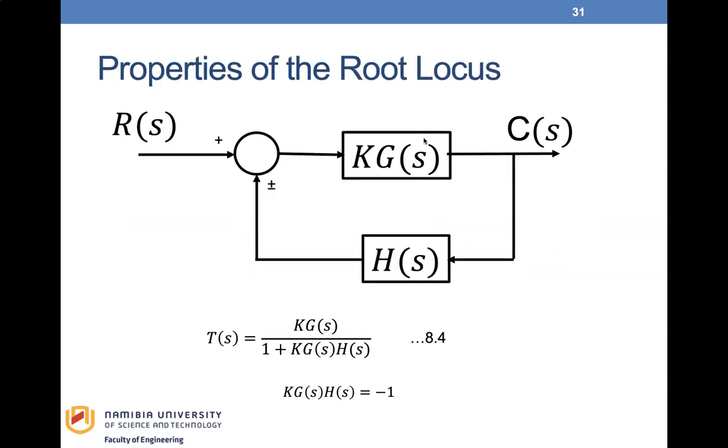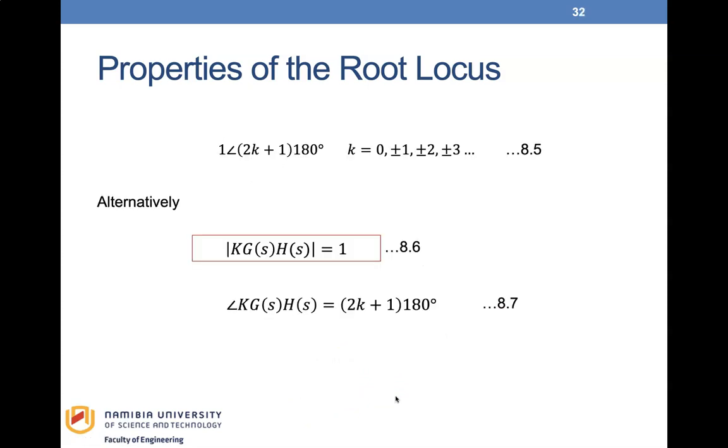Let us consider this general control system. The closed loop transfer function will be given by equation 8.4. A pole s will exist when the characteristic polynomial in the denominator becomes 0, or K G(s)H(s) equals minus 1, where minus 1 is represented in polar form as the magnitude 1 and the angle (2k plus 1) multiplied by 180 degrees, where k is a whole number: 0, plus or minus 1, plus or minus 2, and so on and so forth.